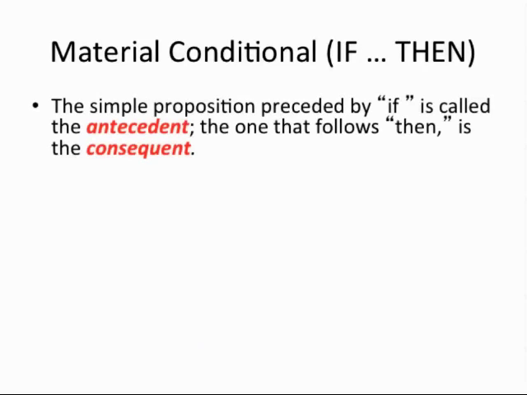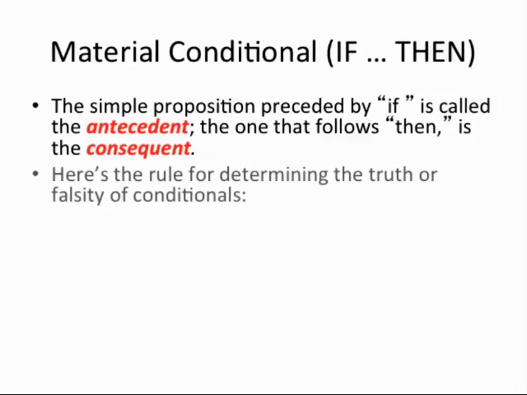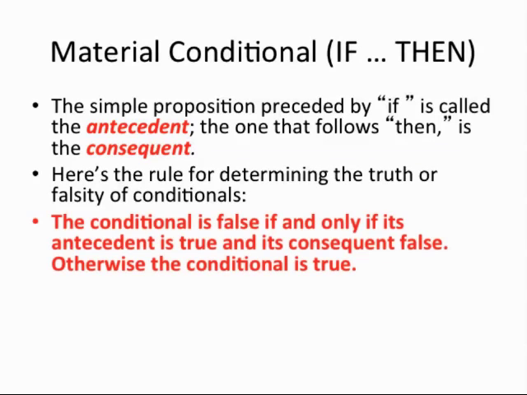Every conditional has two parts, the antecedent, that is the statement that follows the if, and the consequent, the statement that follows the then. And here's the rule for conditional. The conditional is false if and only if its antecedent is true and its consequent is false. Otherwise, the conditional is true, and I recommend that you memorize this rule.